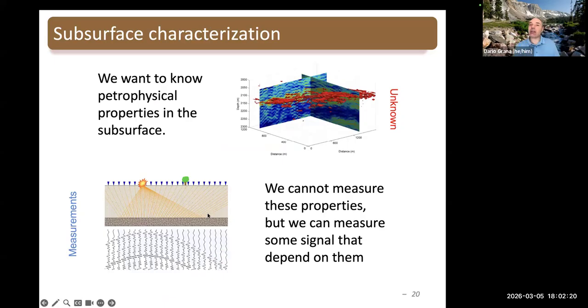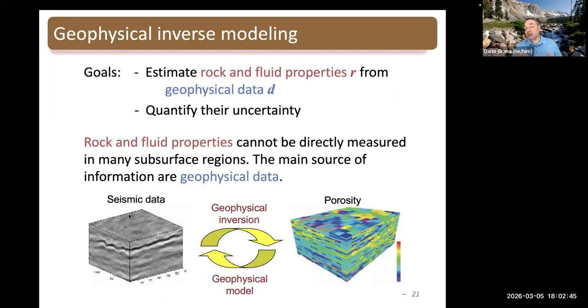So again, now that we look at the physics, let's recap what we want to do. We want to estimate the petrophysical properties in the subsurface, for example, porosity and the volume of the fluid. So these are the unknown properties. And what we measure is, in this case, seismic data. So we measure some kind of signal that depends on the rock and fluid properties. So this is the inverse problem that we're trying to solve. We estimate rock and fluid properties from geophysical data.